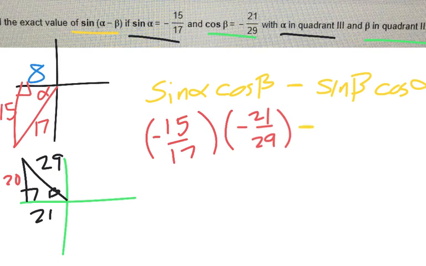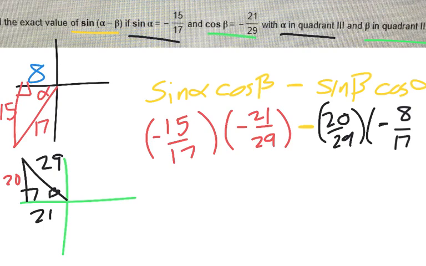And now we need to find sine of beta. So I go to beta. It's in the second quadrant, so sine is positive. Sine is the opposite over the hypotenuse. So that would be 20 over 29. And then cosine of alpha. So here is alpha. It's in the third quadrant. That means it's going to be negative. Cosine is the adjacent over the hypotenuse. So it would be 8 over 17. And then we just multiply this. So you could put it all in your calculator at once. I have to get my calculator to do this.